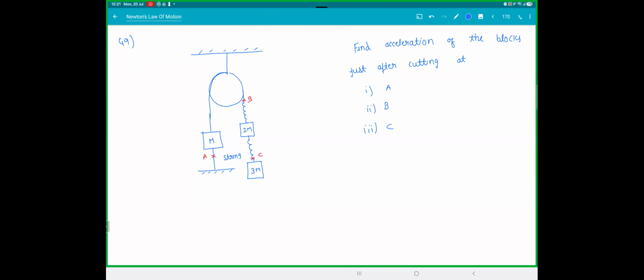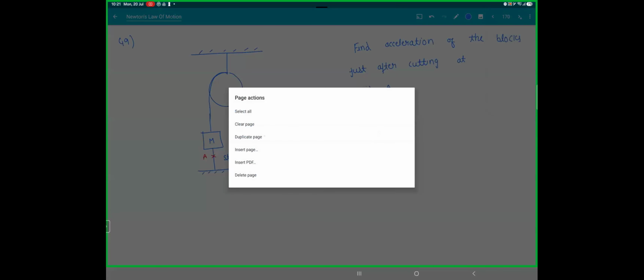Let's see the first thing. Step one, find the tension in the springs. We follow the process.